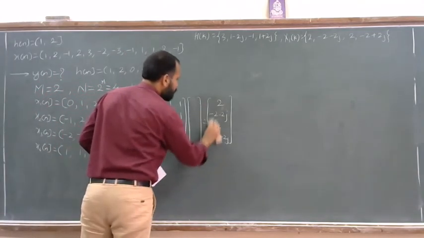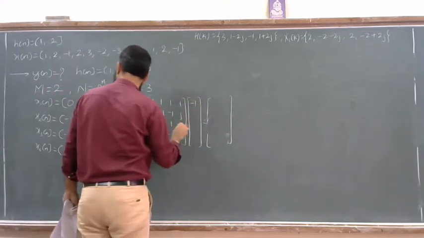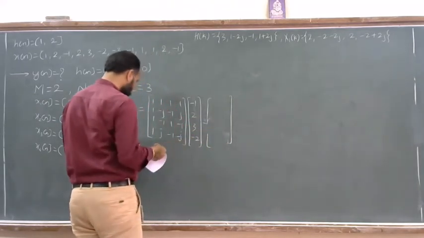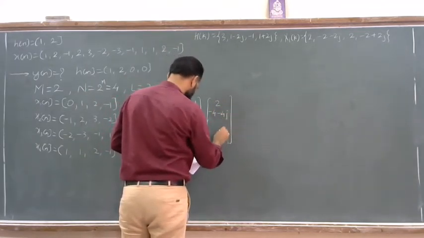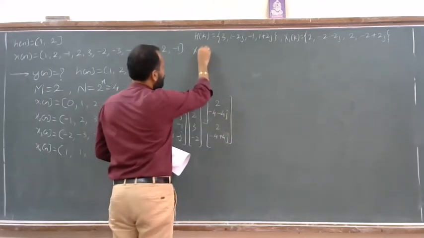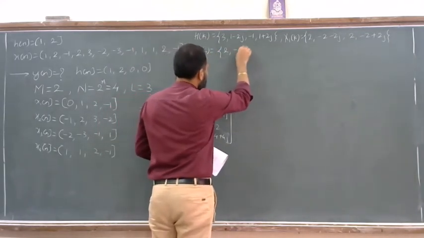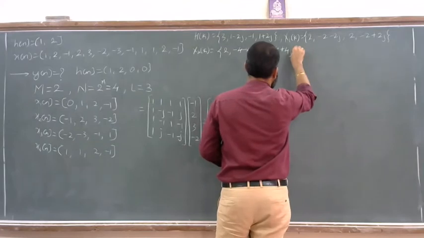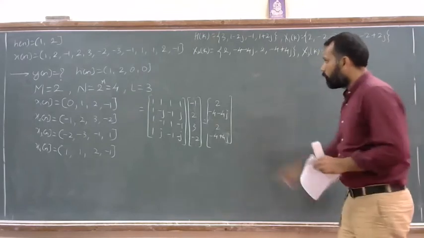Next, for the second data record, which is minus 1, 2, 3, minus 2, the 4-point DFT will be 2, minus 4 minus 4j, 2, minus 4 plus 4j. So x2 of k, the 4-point DFT of the second segment, will be 2, minus 4 minus 4j, 2, minus 4 plus 4j. Next, this will be done for the third segment as well.